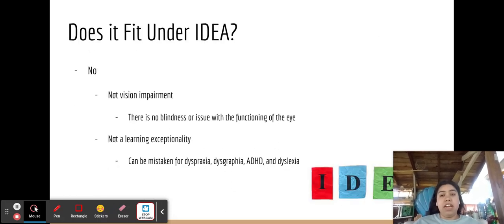Does it fit under IDEA? Short answer is no. It's not classified as a vision impairment because there's no blindness or issue with the functioning of the eye, and it's not a learning exceptionality, but it can be mistaken for dyspraxia, ADHD, and dyslexia.